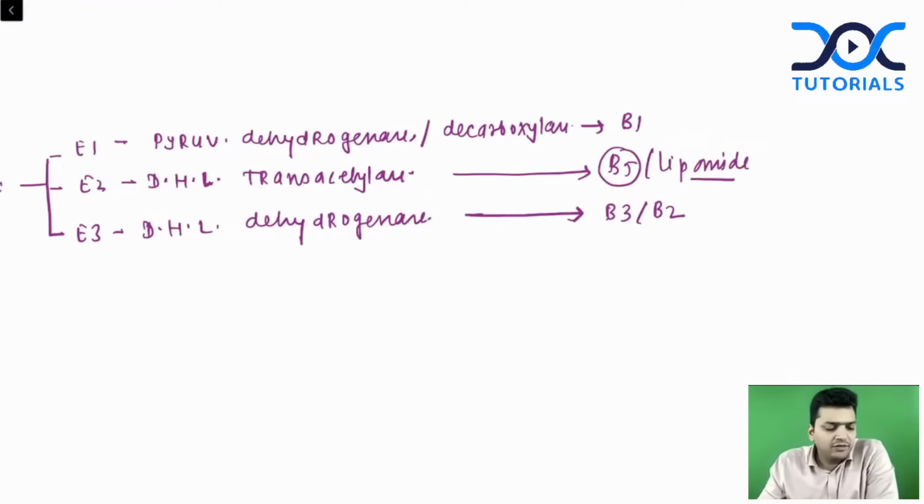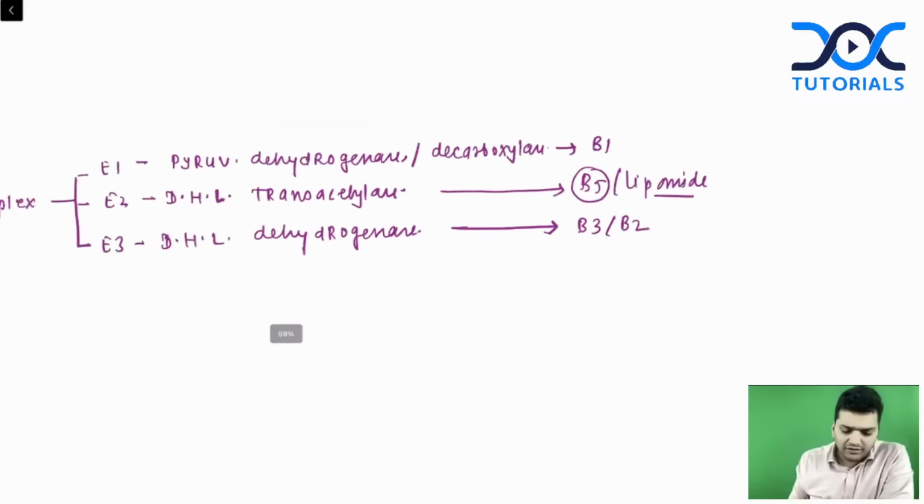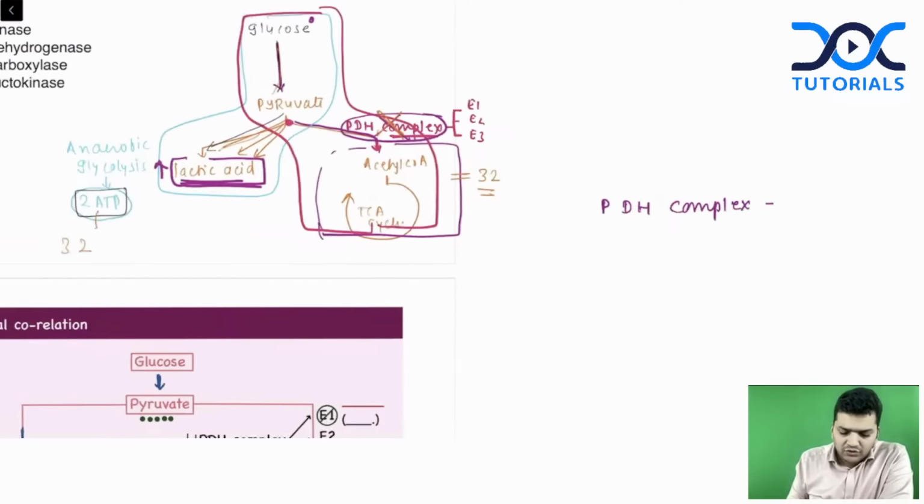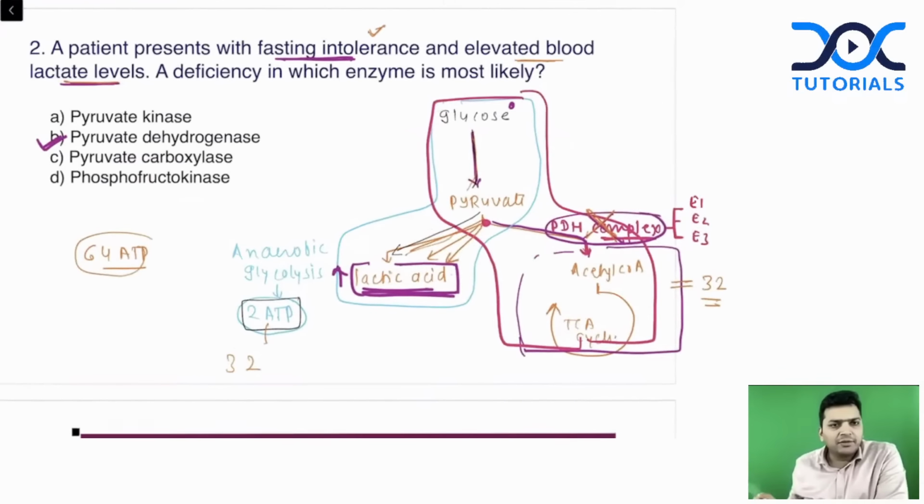It's very good. Right. So sometimes they might ask what subunits are there of the pyruvate dehydrogenase complex? It's E1, E2, E3, and the names are: pyruvate dehydrogenase, E2 is dihydrolipoyl transacetylase, and E3 is dihydrolipoyl dehydrogenase. Yes, very good. So the summary, the take home message from this question is: this patient is having fasting intolerance, is unable to tolerate the fasting, the lactic acid is more, which enzyme is deficient? It is going to be pyruvate dehydrogenase.